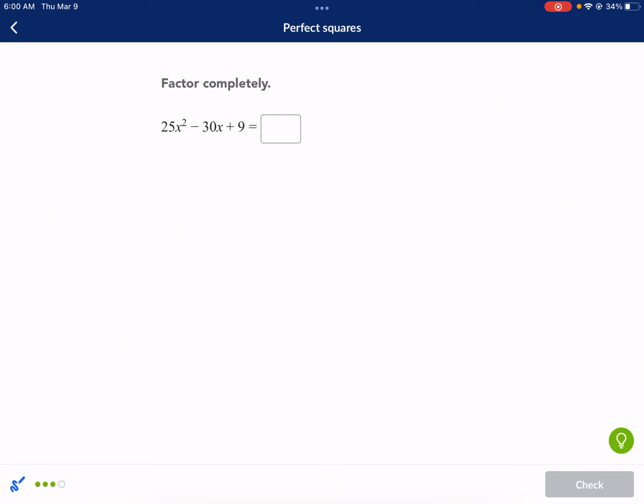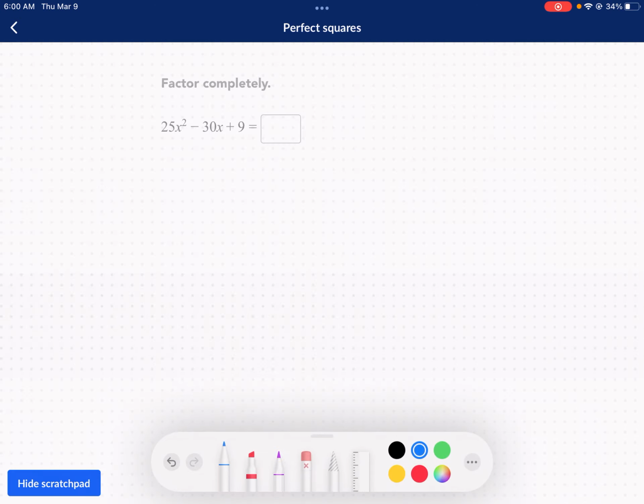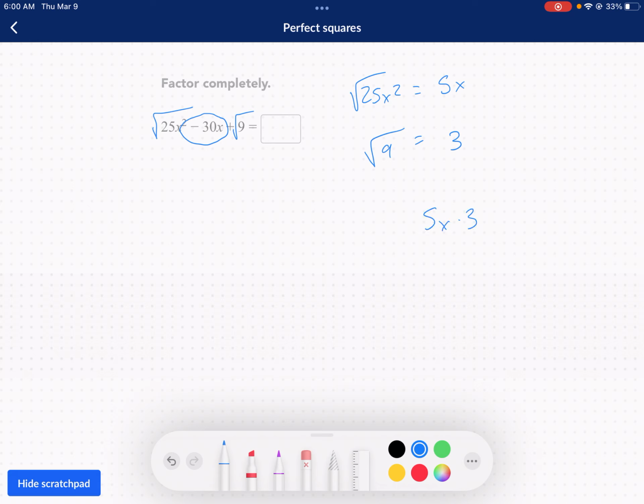Last one. Okay, 25 and 30 have common factors, but 25 does not have a factor of 3. So we're out of luck there. However, let's check to see if it's in our perfect square trinomial form. We're going to take the square root of both those: the square root of 25x squared and the square root of 9. We get 5x and we get 3. Now we need to check if it multiplies together to give us that 30x after we multiply by 2. So we multiply 5x times 3, and then multiply by 2, and see if it equals 30x. So we get 15x times 2.